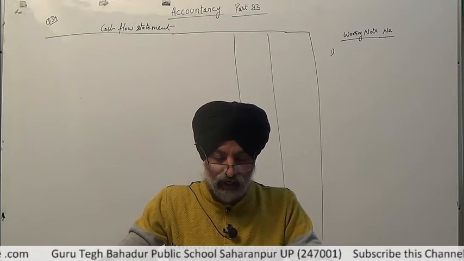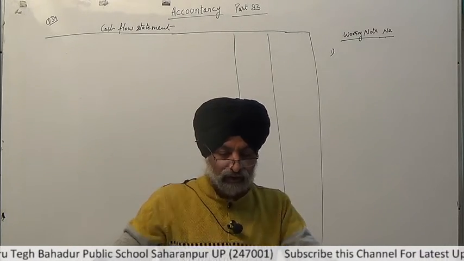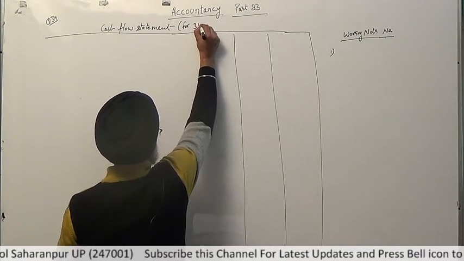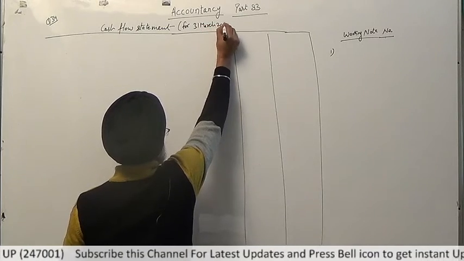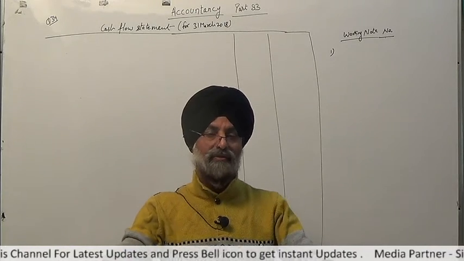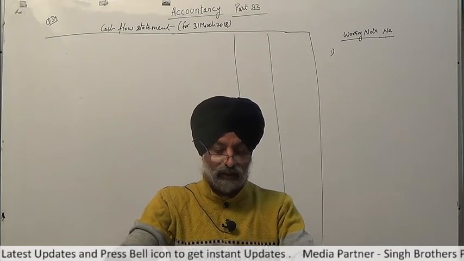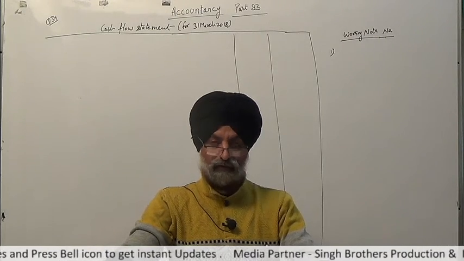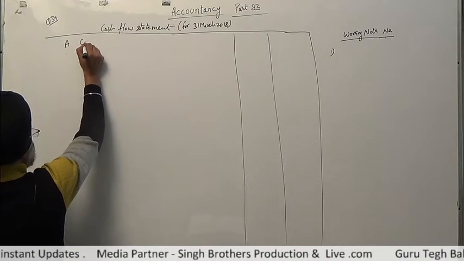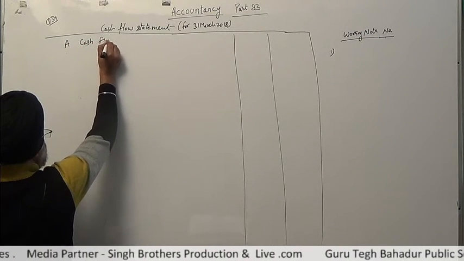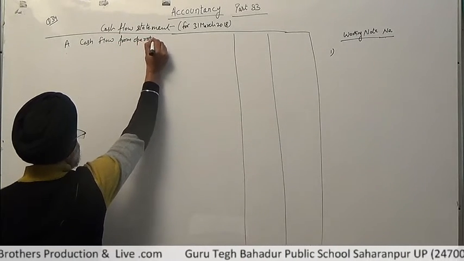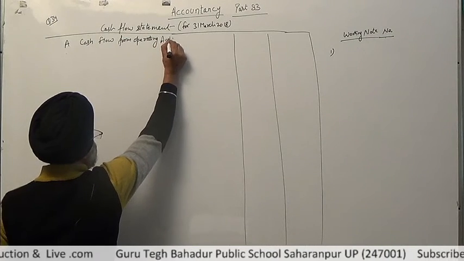Now we have to start the cash flow statement. Cash flow statement for 31st March 2018. The year session is 17-18, 1st April 2017 to 31st March 2018. The first part of this cash flow is cash flow from operating activities. Part A, the first part. This is cash flow from operating activities.